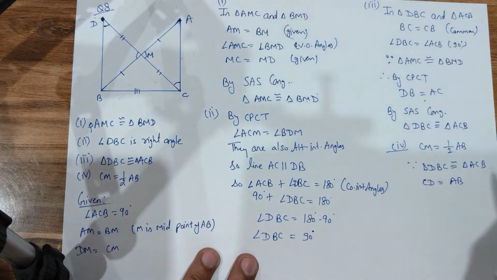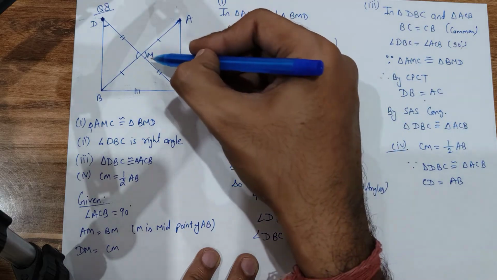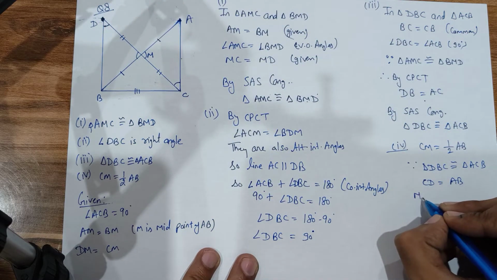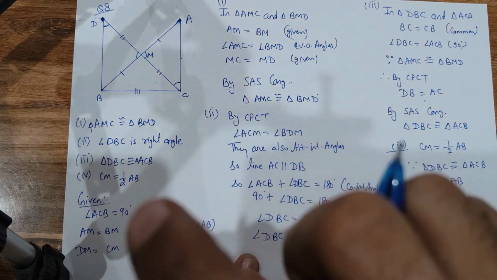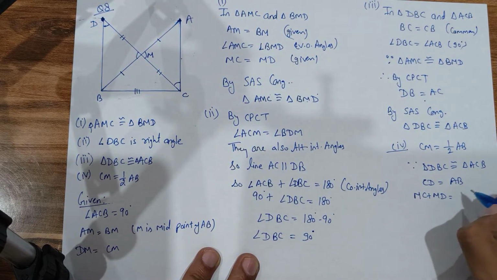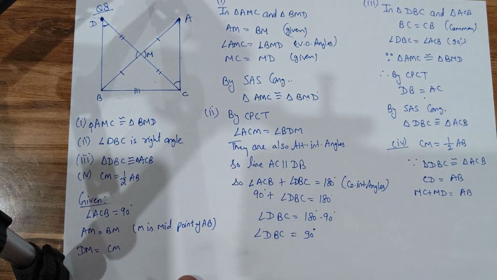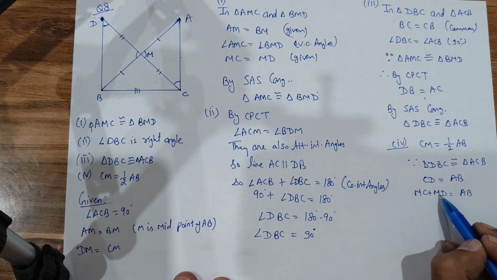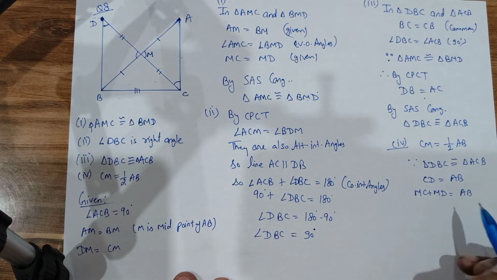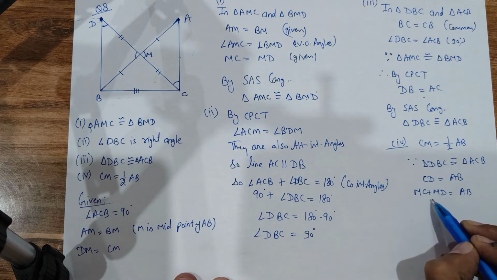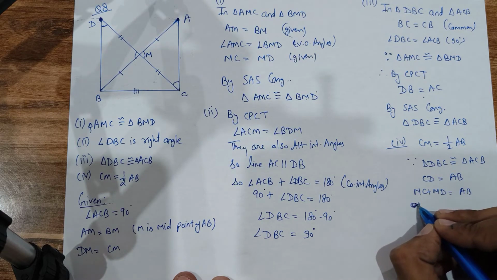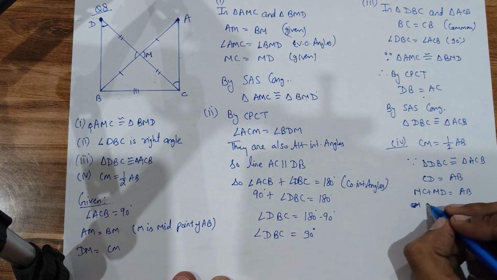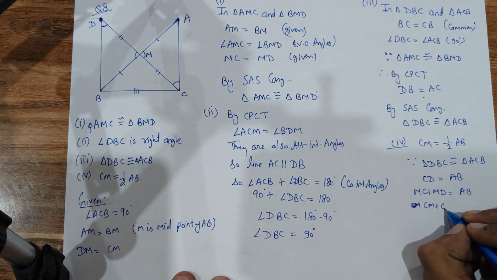Now we can break CD into two parts. We can write CD is equal to MC plus DM. MC plus MD will give us this complete line segment CD. So MC plus MD is equal to AB. And it is given that DM and CM are also equal. So instead of this MD or DM, I can also write CM. So I'm rearranging this MC as CM, plus this DM can also be written as CM.